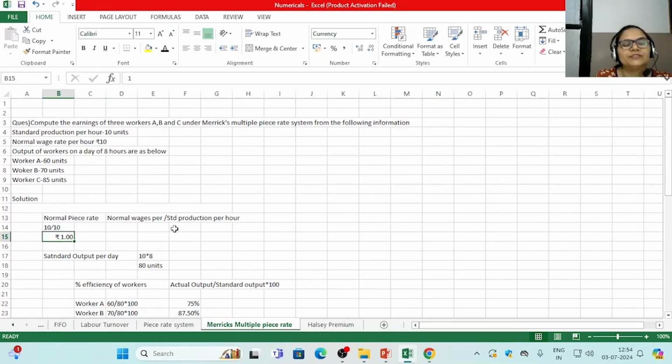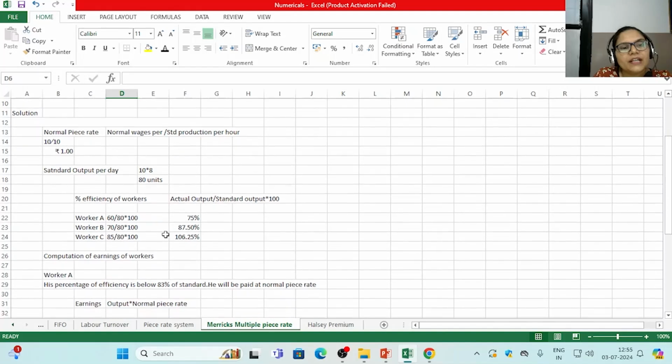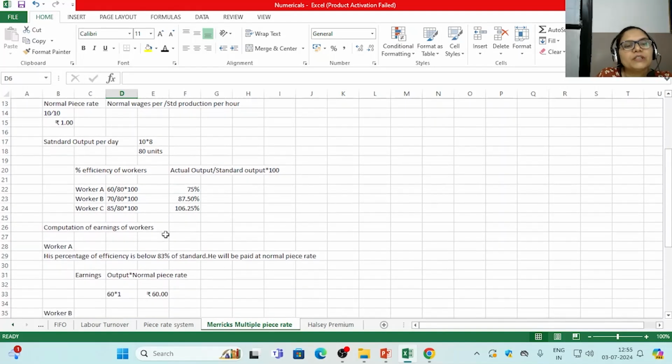So normal piece rate will be rupees 1. Standard output per day is calculated by standard production per hour multiplied by number of hours a worker is working. So it will be 10 into 8 will give you 80 units. Now for calculating the earnings of a worker based on Merrick's multiple piece rate system, we need to calculate the percent of efficiency of workers.